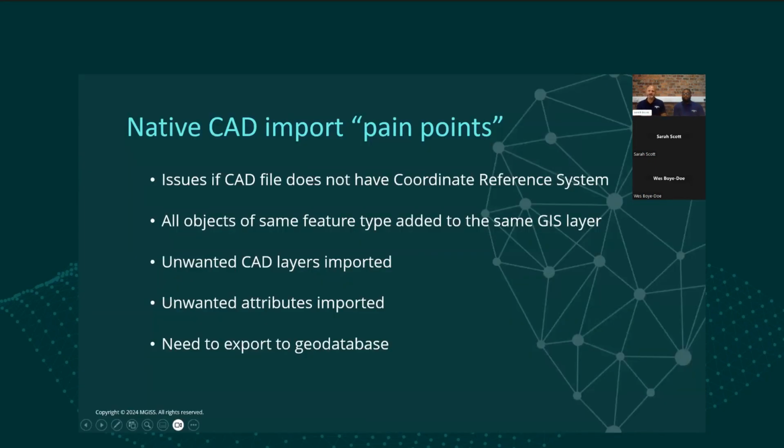So the issues of importing using the method we just described are that we have problems if the CAD file does not have a coordinate reference system assigned. All the objects of the same feature type are added to the same GIS layer. Unwanted CAD layers are imported. Unwanted attributes are imported. And finally, we need to export to a geodatabase.